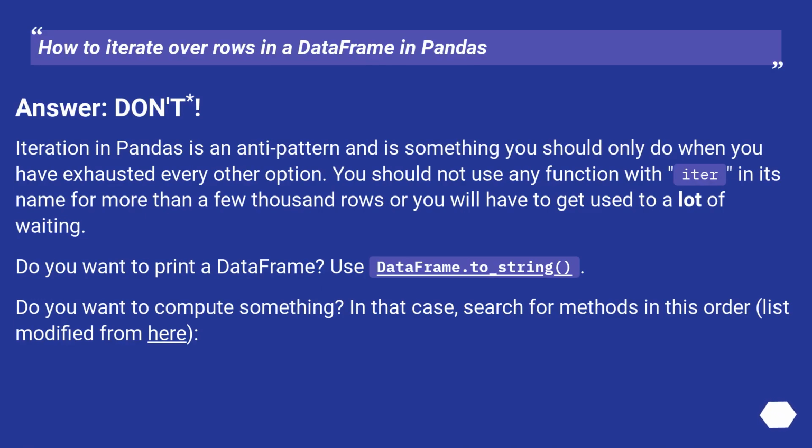How to iterate over rows in a data frame in Pandas? Answer: don't. Iteration in Pandas is an anti-pattern and is something you should only do when you have exhausted every other option. You should not use any function with iter in its name for more than a few thousand rows, or you will have to get used to a lot of waiting.